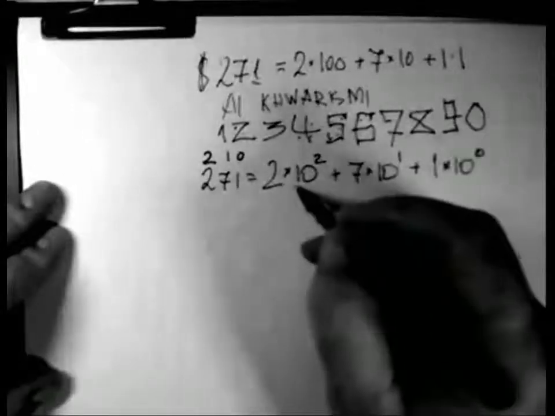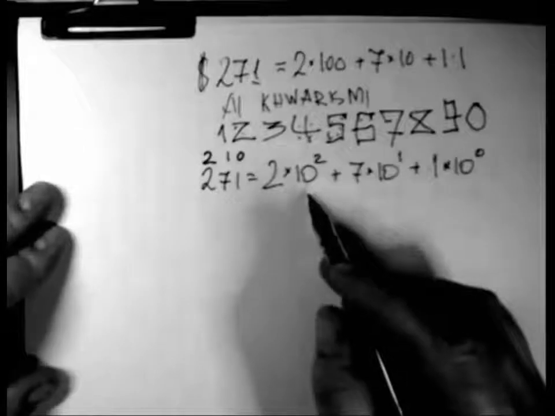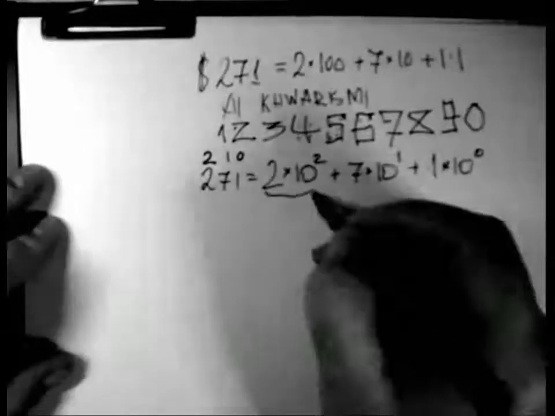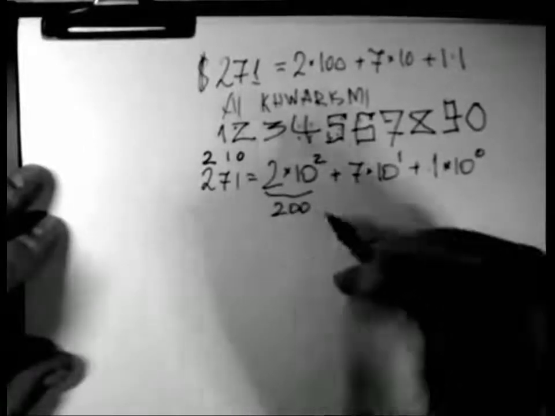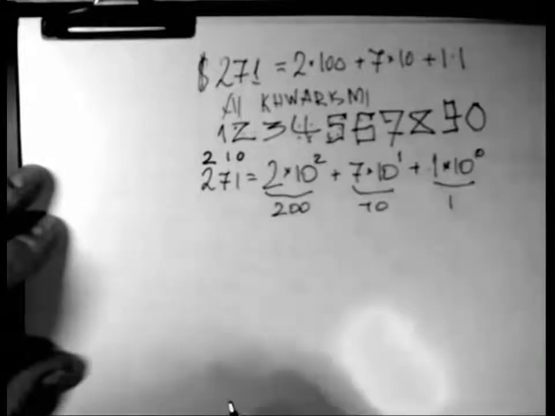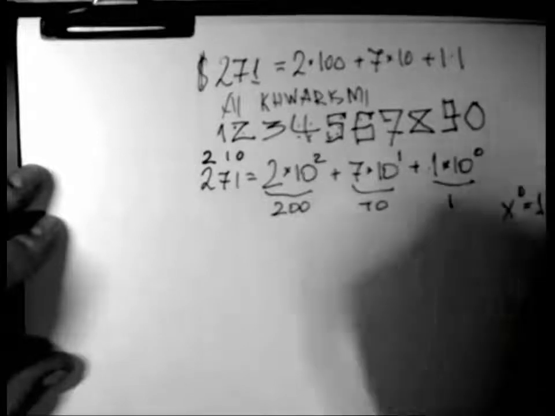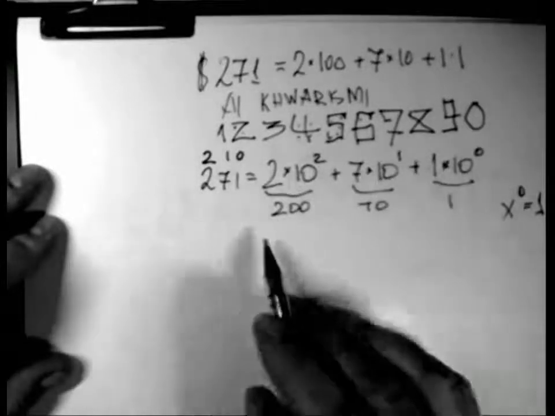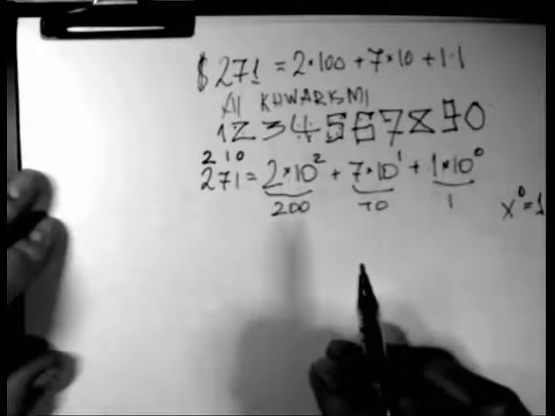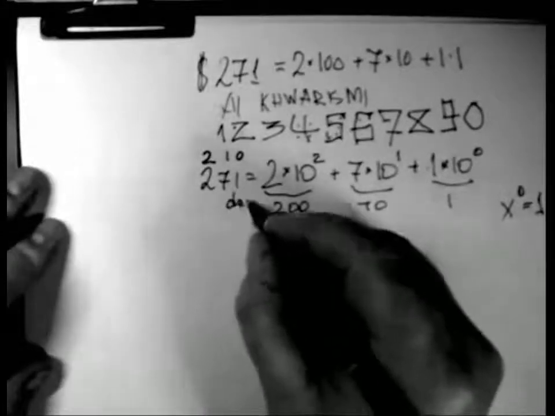Why 10, folks? Because there are 10 digits, so the basis is 10. From here, that will be 200. From here, that will be 70. From here, that will be 1, because any number in the power of 0 is 1 from algebra. So, folks, that is the exponential record of quantity for decimal numbers.